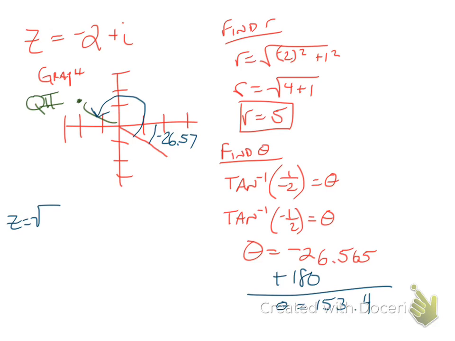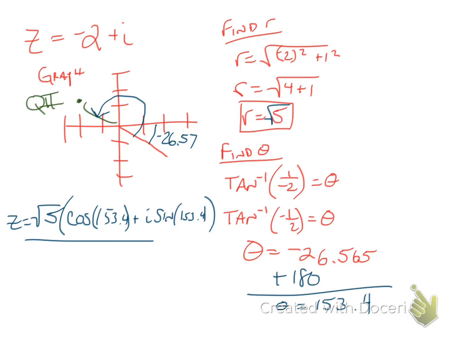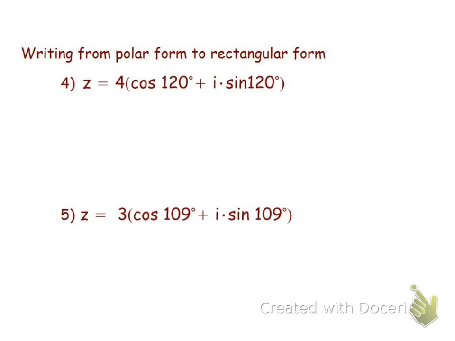So now I can write the polar form. z is equal to the square root of 5. I didn't write that up here, but it was the square root of 5 times cosine of 153.4 plus i times sine of 153.4. If you want to put those in parentheses, you can. And that is the polar form of that complex number.